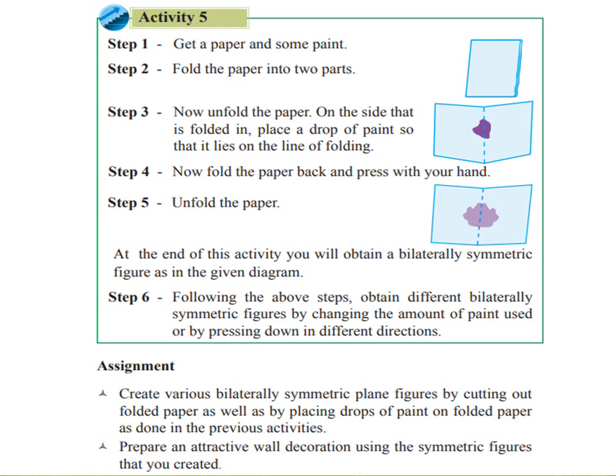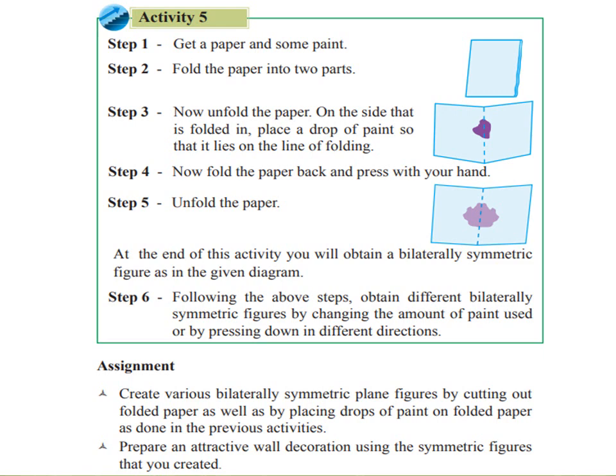And assignment: create various bilateral symmetric plane figures by cutting out folded paper as well as by placing drops of paints on folded paper as done in the previous activities. Prepare an attractive wall decoration using the symmetric figures that you created. In this assignment, create various bilateral symmetric plane figures by cutting out folded paper as well as by placing drops of paints on folded papers as done in the previous activity.